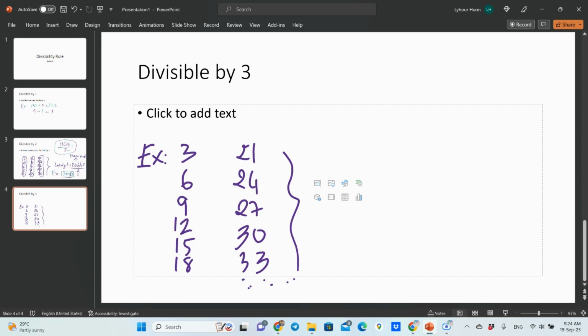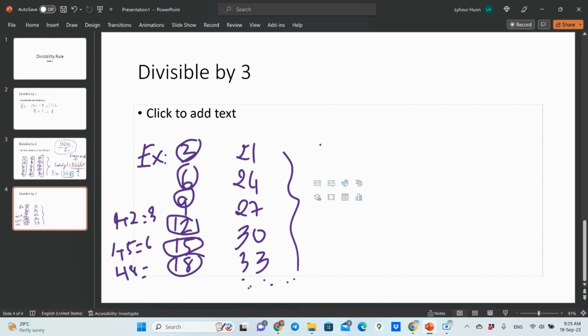But then after a lot of numbers, we notice that this number is 3, this is 6, 8. When we add these two digits, 1 plus 2 is equal to 3. And this number, when we add all those digits, 1 plus 5 is equal to 6. This number, 1 plus 8, is 9. How about this number?